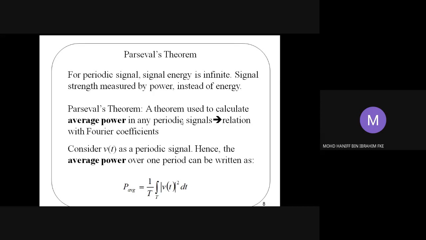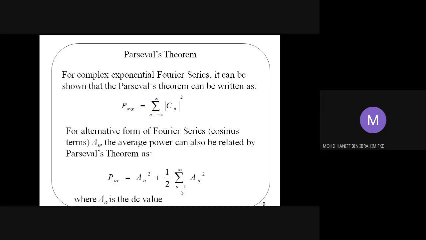So this is the outcome made by Mr. Parseval in his theorem. From his theorem, he said that the average power for one period is written like this: the average power is 1 over T, integration over one period of x(t) squared dt. For that case, there are two formulations to calculate the average power, in which the first equation here is for the Fourier series of the third type, which is the complex exponential.